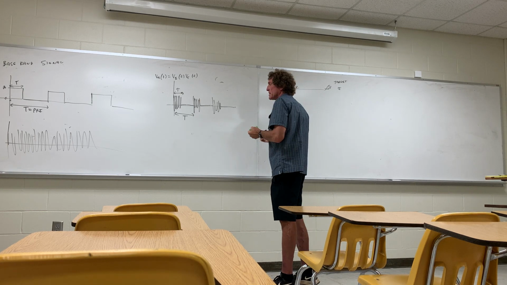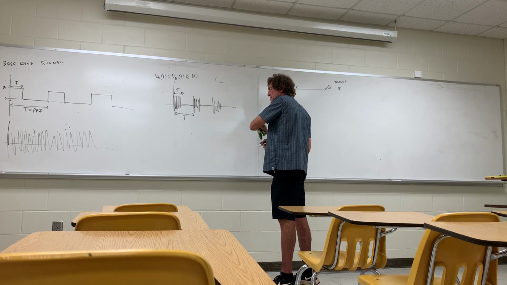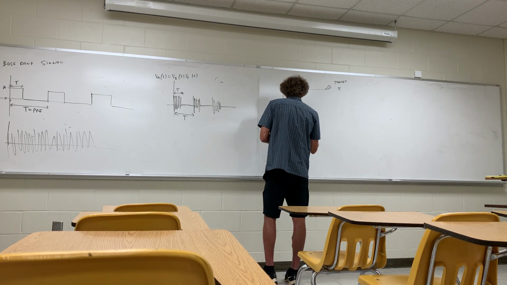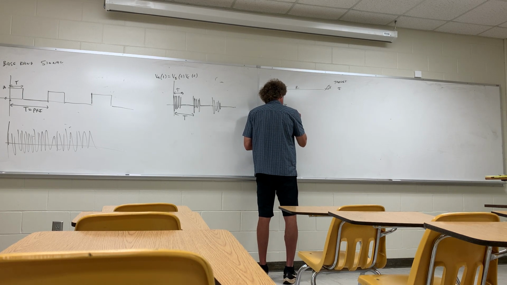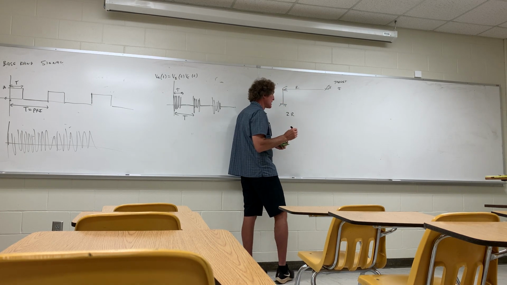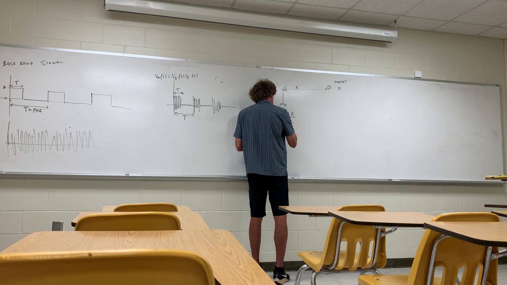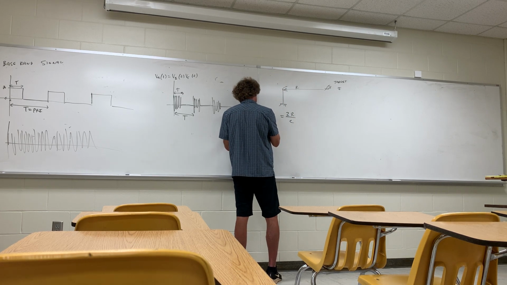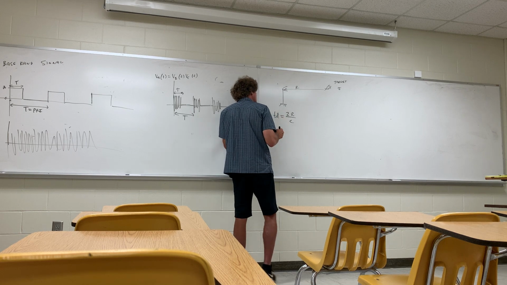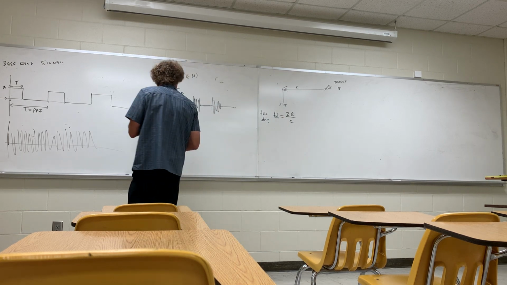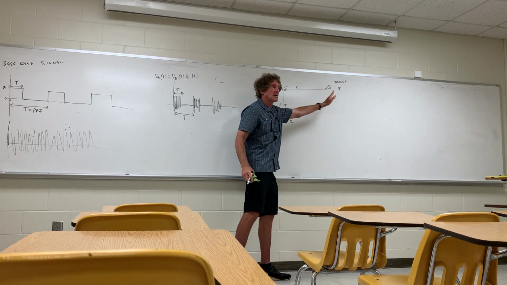When you think about this, the signal goes out, hits it, comes back. I know that 2R is the path length that it went, right? And if I divide this by c, now I get the time delay, TD. That's the time delay it takes a pulse to go out, hit the target, and then return.